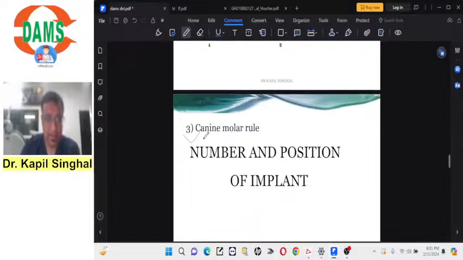The third principle is the canine molar rule. It means whenever a canine or a molar is missing, you always need to place an implant there. That cannot be a pontic. समझ में आया? जब भी आपका canine या molar missing है, so उसके नीचे implant डालना ही डालना पड़ेगा.